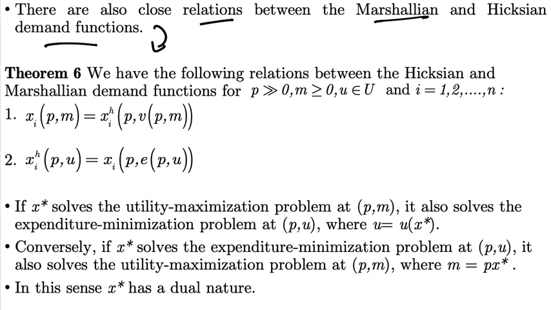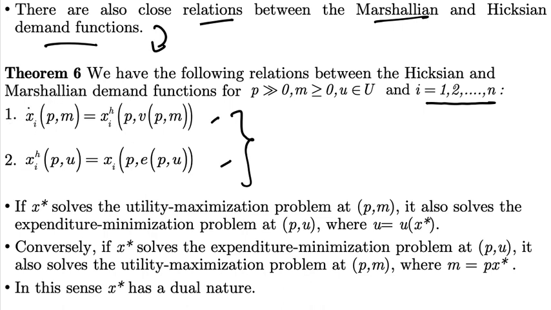So in Theorem 6, it says we have the following relations between the Hicksian and Marshallian demand functions, for positive prices and income at least equal to zero, and for the targeted utility in the set of utility, for all goods from good 1 until good n. These relations between Hicksian and Marshallian must hold: relation number 1 and relation number 2.